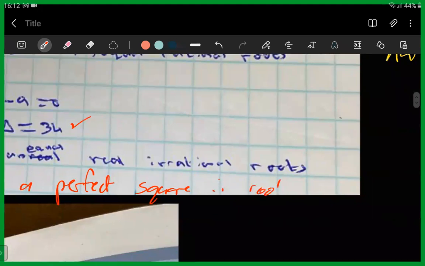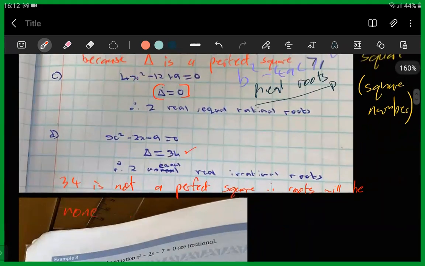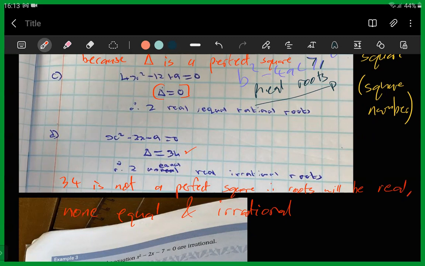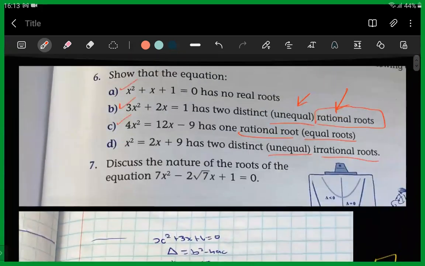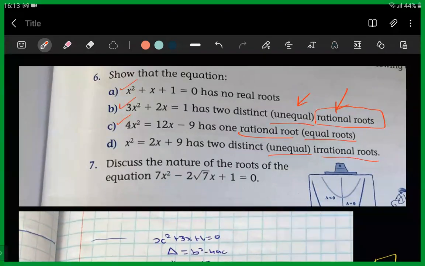Therefore, the roots will be real, non-equal, and irrational. So the roots are going to be real, but they're going to be non-equal and irrational. So you can say the roots will be real, comma, non-equal, and irrational. That's the way to do it. So it looks like for question number 6, there are no issues there. We can actually move on to question number 7.